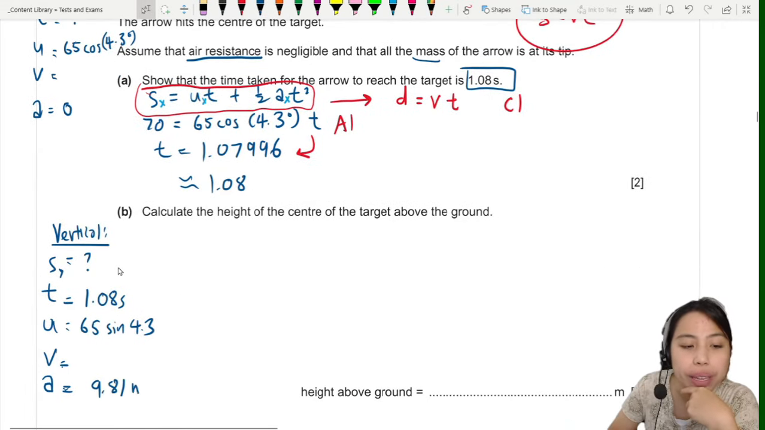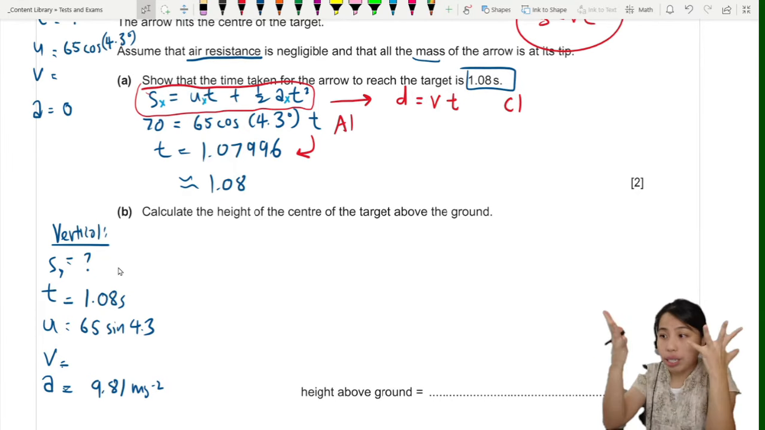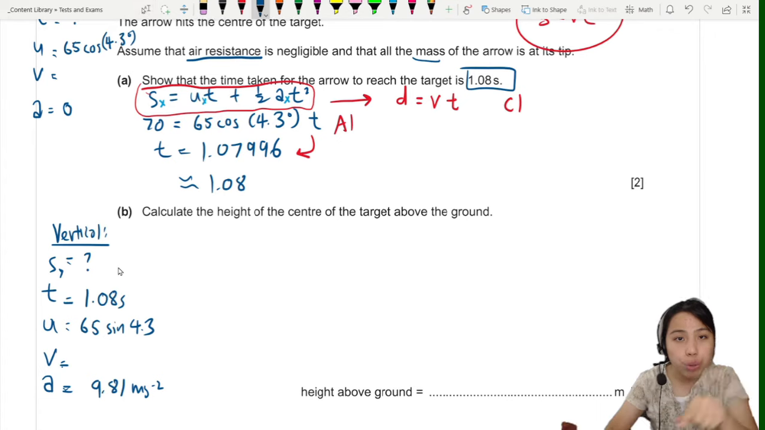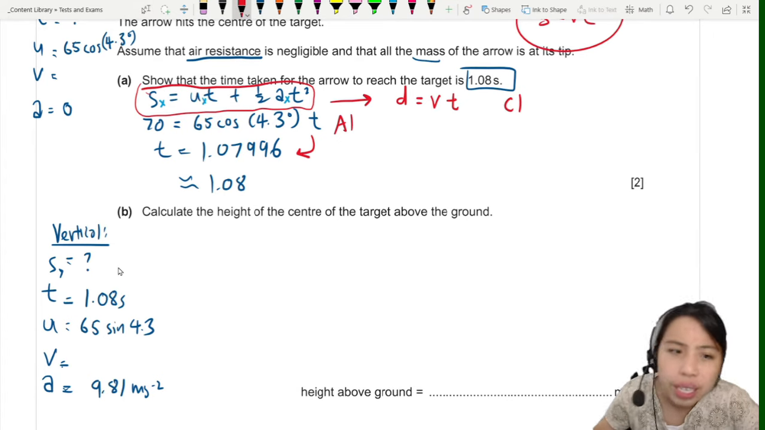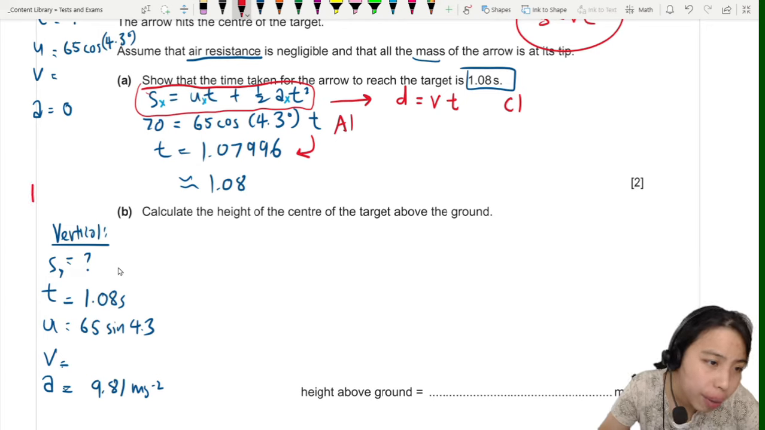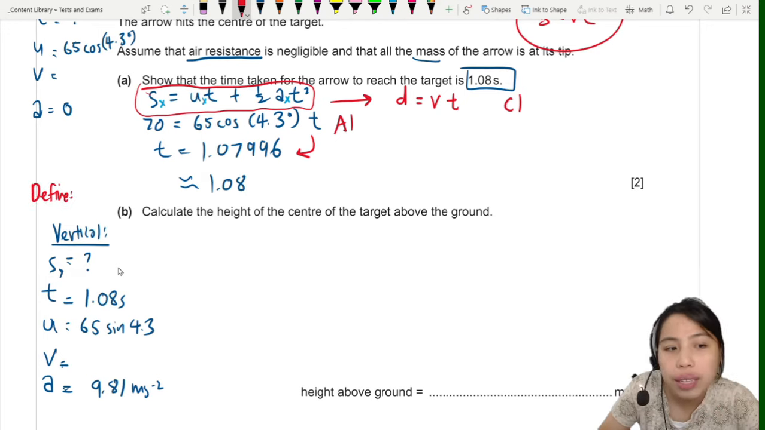But before we happily plug in the values, there's one trap we need to be careful of. The object goes up and goes down, so you must define your direction. Where is positive, where is negative? I think I should write a reminder here. Define: I'm going to choose for this system, anything that goes up is positive, any vector that goes down is negative. So acceleration 9.81 is negative.